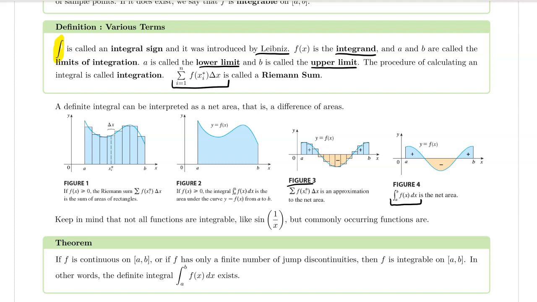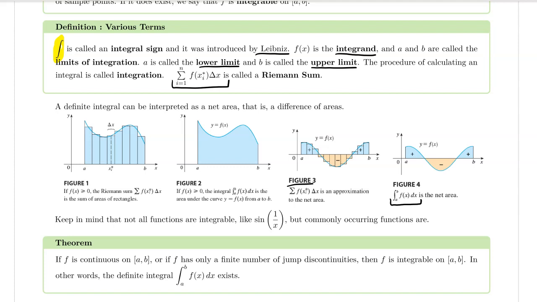Keep in mind that not all functions are integrable, like sine of 1 over x, but commonly occurring functions are, and those are the ones that we're going to focus on for the most part. Our next theorem says if f is continuous on the closed interval from a to b, or if f has only a finite number of jump discontinuities, then f is integrable on the closed interval from a to b. In other words, the definite integral from a to b of f of x dx exists.